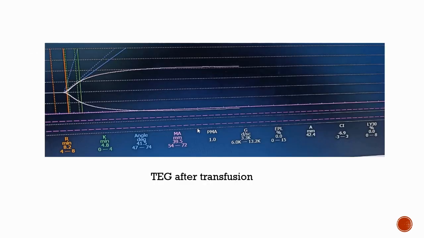And after transfusing FFP and platelets, the R time has reduced, the K time also has reduced to a normal value. The angle has also increased and the MA has also increased after transfusing platelets and FFP.